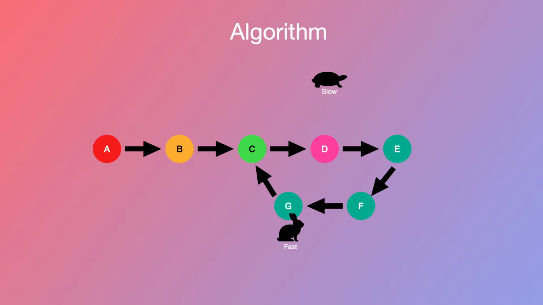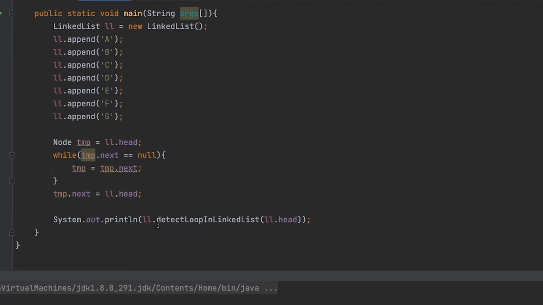Now we will continue moving the fast pointer by two more steps. And at this point we can see that the fast and the slow pointers are pointing to the same node. So therefore we can conclude that the linked list has a loop. So we have seen the algorithm. Now let's move to the coding part.